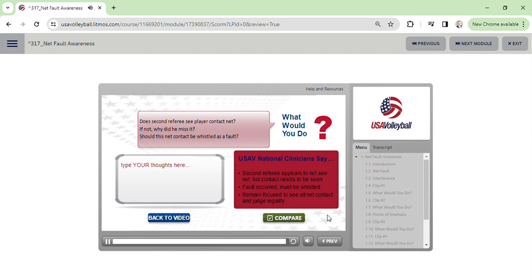So is this a fault? It is clearly one of those nets that must be seen to be judged. The clinicians, however, felt this net contact needed to be whistled. Again, we stress you must remain focused and see all net contacts so you can best judge the legality of each one.